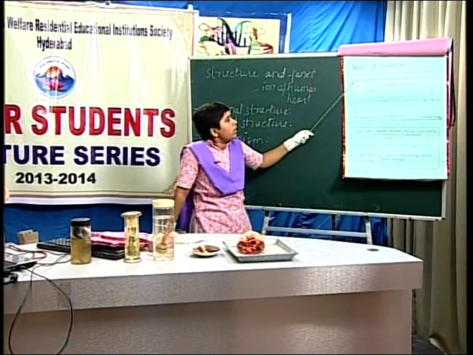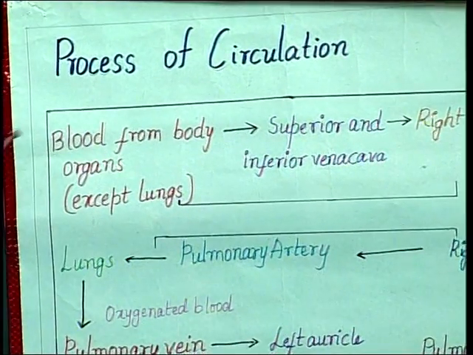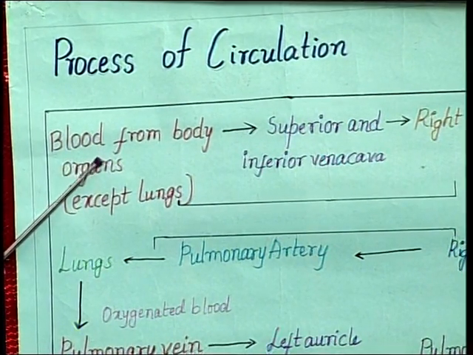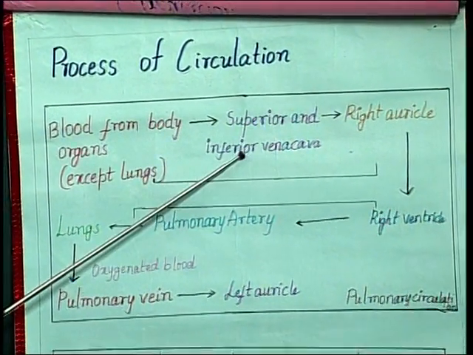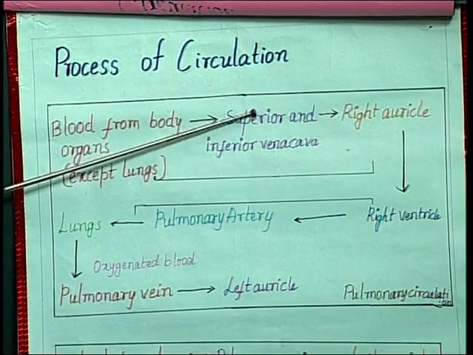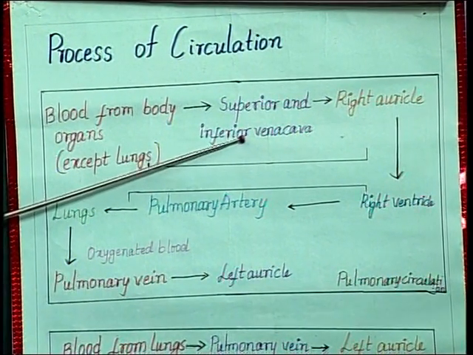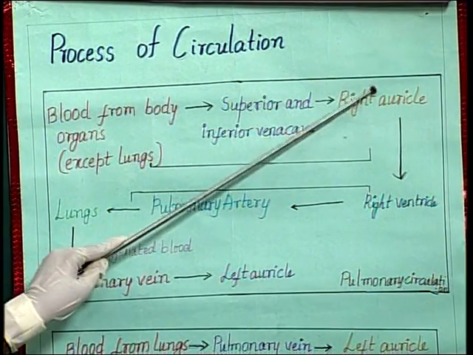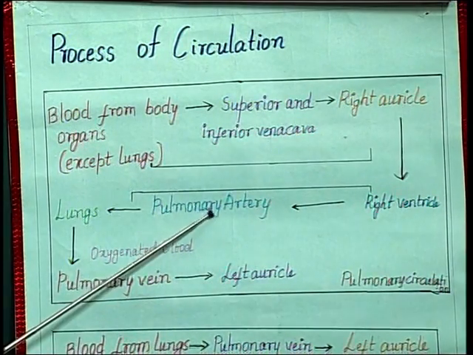See, in the pulmonary circulation, the deoxygenated blood from the different body organs, except the lungs, enters the right auricle by the superior and inferior vena cava. The deoxygenated blood from the upper parts of the body is carried by the superior vena cava, and the deoxygenated blood from the lower parts of the body is carried by the inferior vena cava to the right auricle, and from the right auricle it enters the right ventricle.